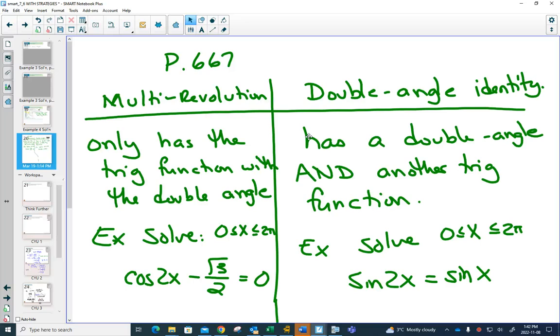Because now, it used to be if you saw a 2x, you'd be like, the only thing I know is multi-revolution question, so it has to be one of those. But now, it could also be a double angle identity. And how do we tell the difference? Well, I would solve it as a multi-revolution question if the only thing you have is the cos or sine 2x. And I would use my double angle identity if I have another trig function in the question.